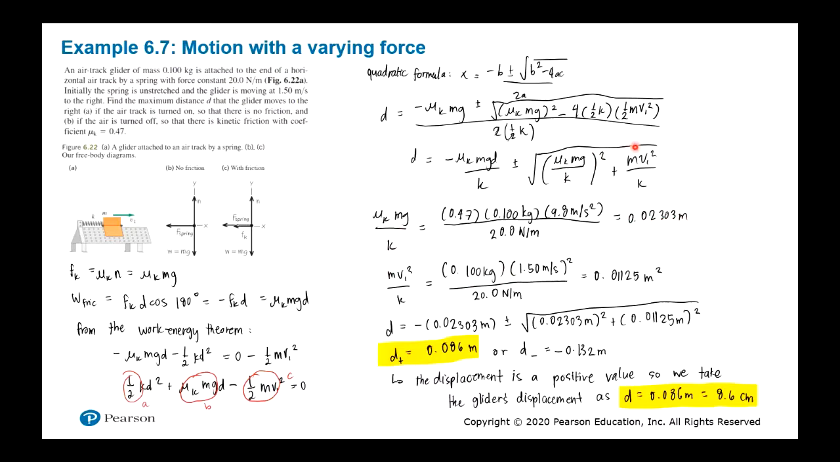The next component is the second one, mv1 squared over k, which is just 0.1 kilograms times 1.5 meters per second squared, over 20 newtons per meter, which is just 0.01125 meters squared.